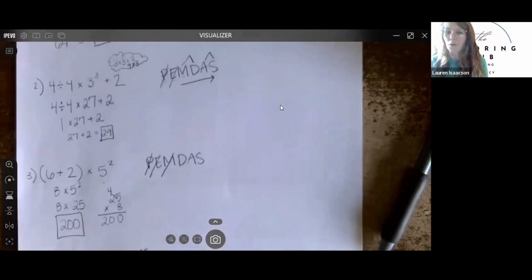So once you have the order of operations down, it makes everything lickety split easy, just like that, and you will never go wrong again.